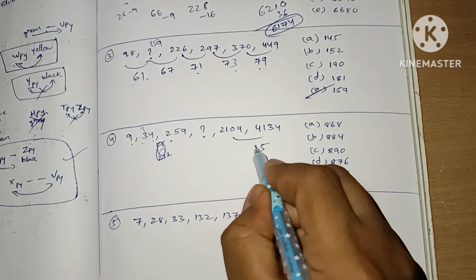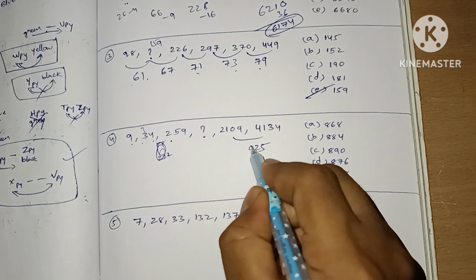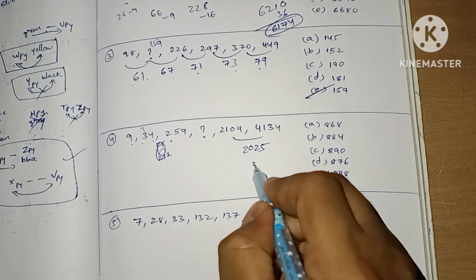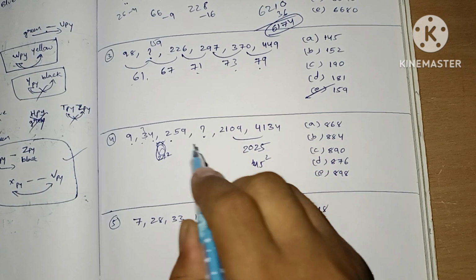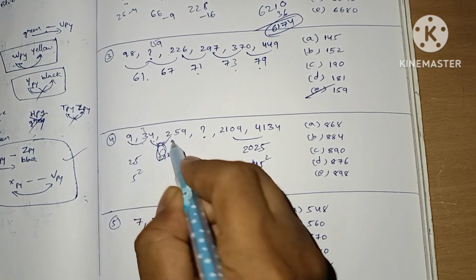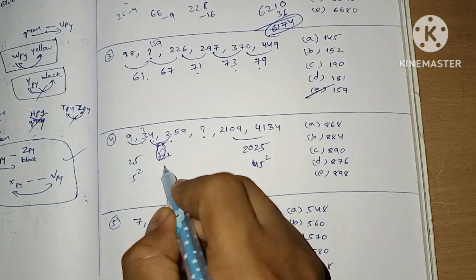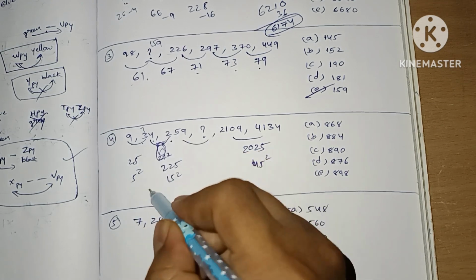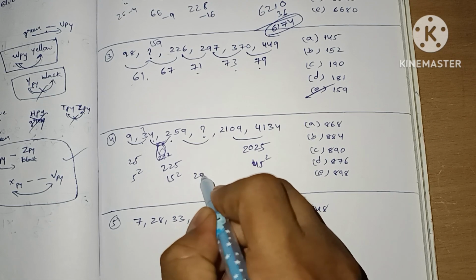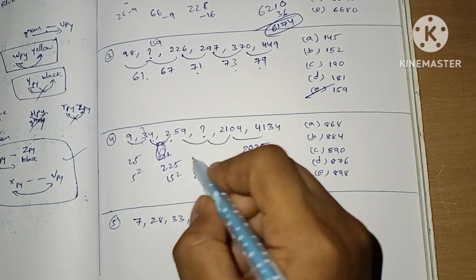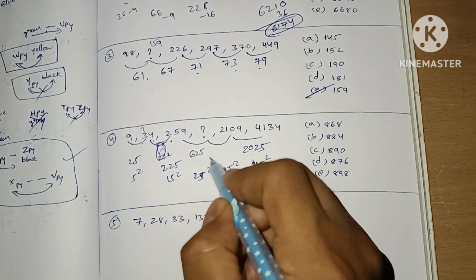Here the difference is 25, which is 5 square. Let's see this one. Here the difference is 25, 5 square. Here the difference is 225, which is 15 square. So the next one must be 20 square, 25 square, and then next must be 35 square. 25 square, which is 625.